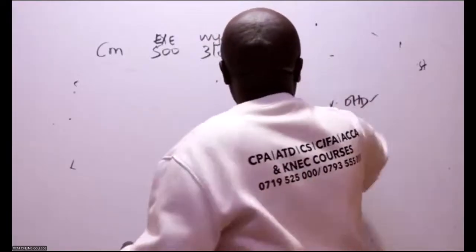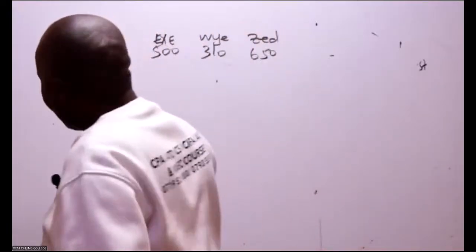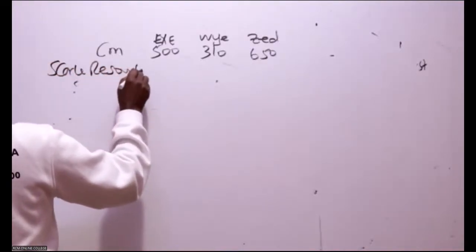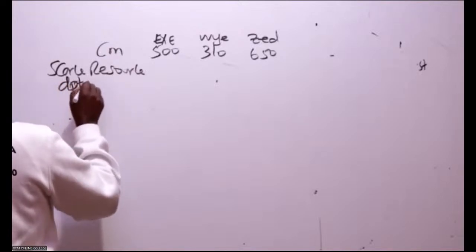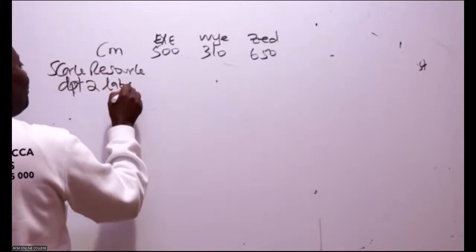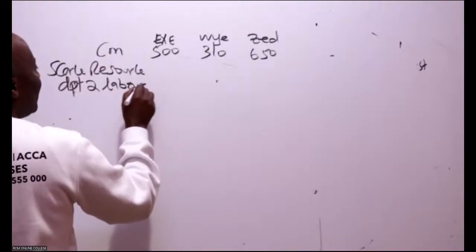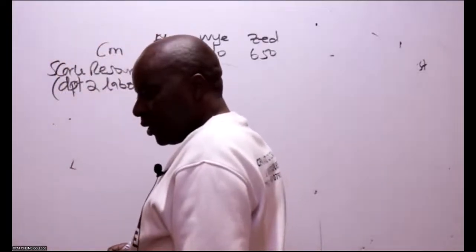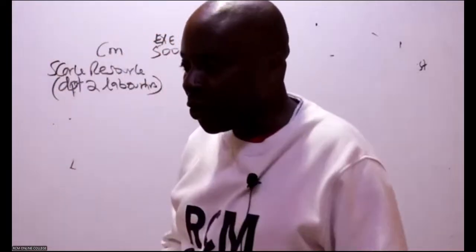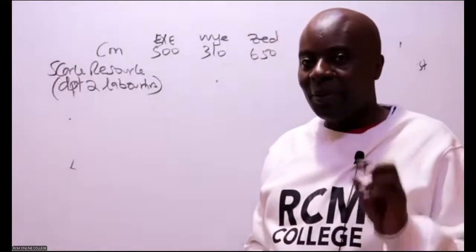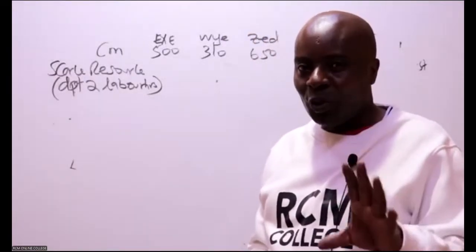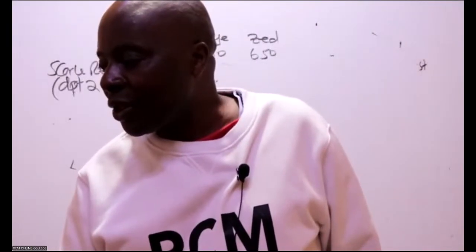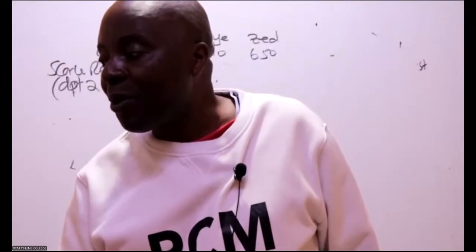for each product. So scarce resource, remember they told us that the scarce resources are Department 2 labor hours. Do you remember they told us it's not Department 1 or Department 3? It is Department 2 that is constraining. So you identify the scarce resources wherever they are given for each product.